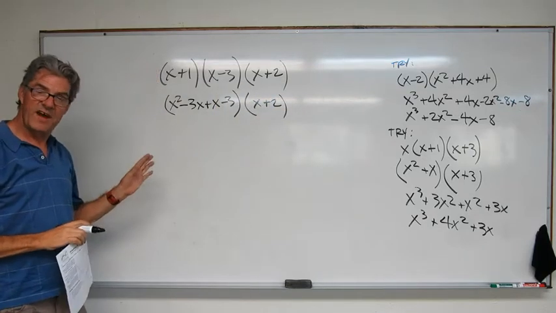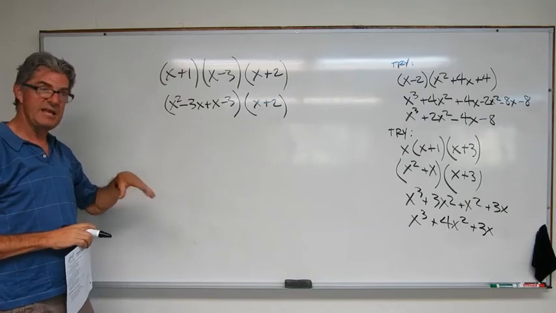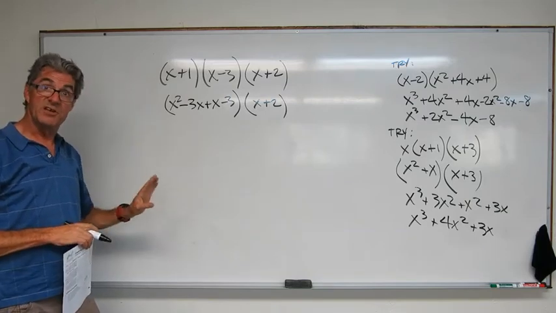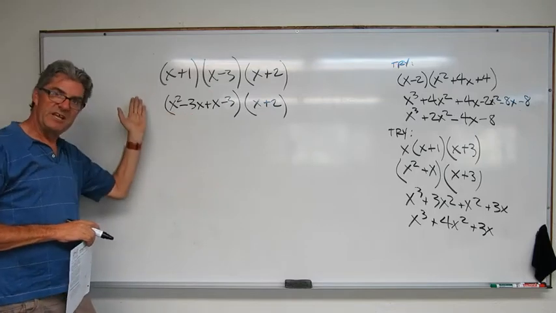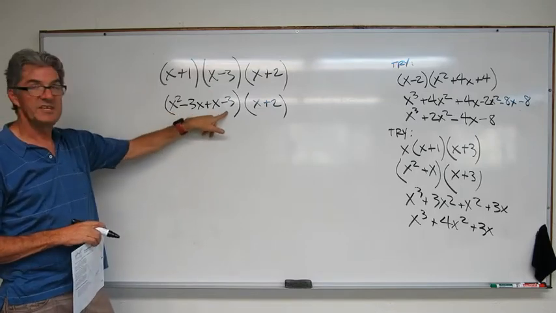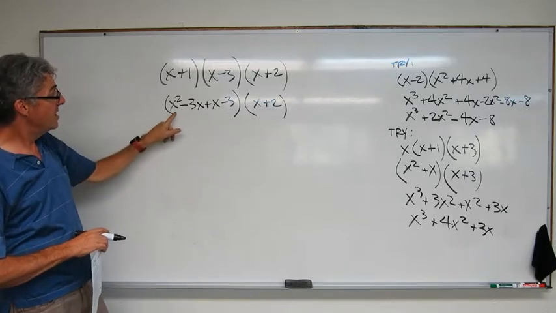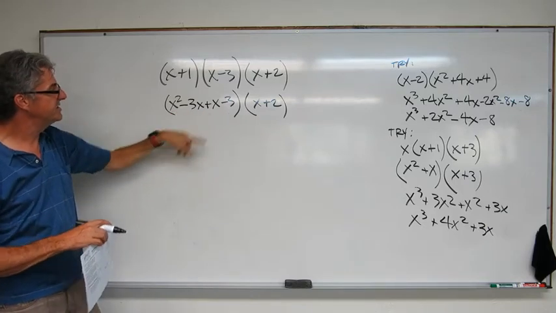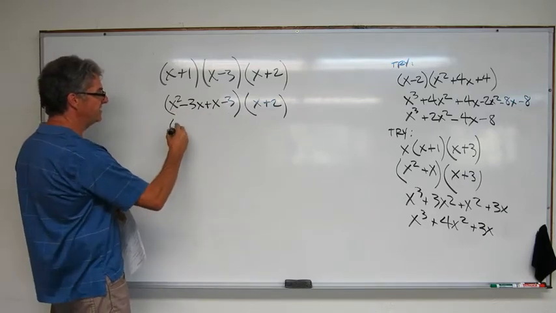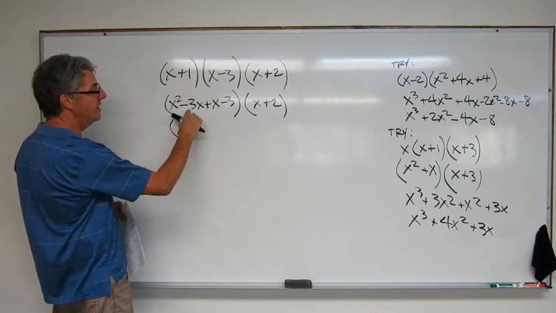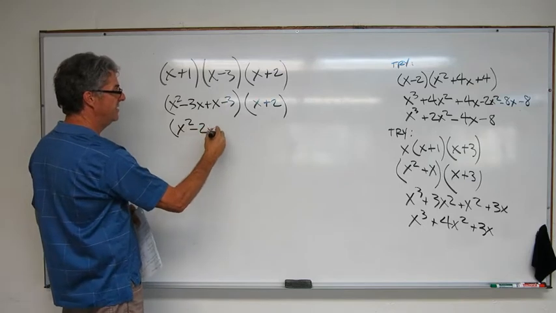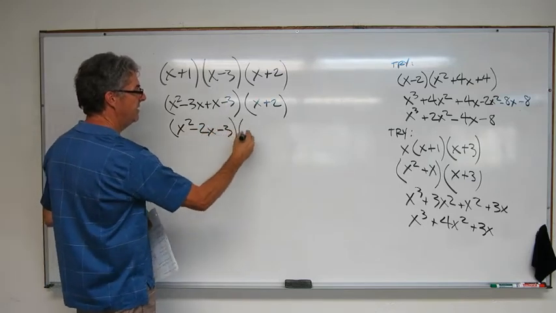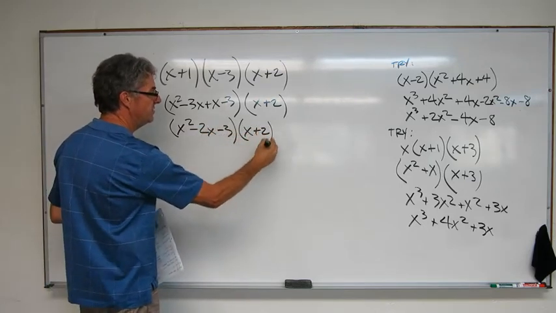So I did that a little faster with a little less explaining, but you should start to be getting familiar with FOILing. If this gave you trouble, play the video back, see if you can see where I got all 4 of these terms. Okay, so now I'm going to combine my like terms. These two are the same, so I can simplify this a little bit more. X squared minus 3x plus x gives me a minus 2x minus 3 times x plus 2.